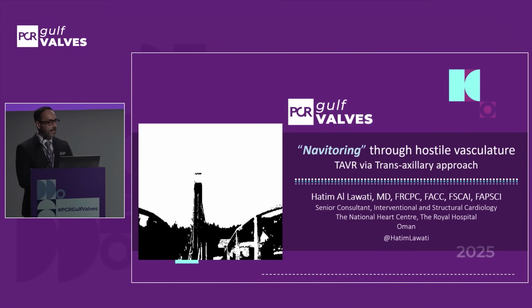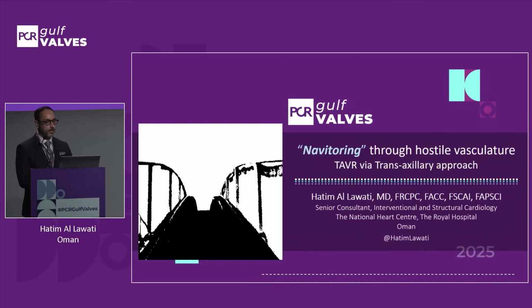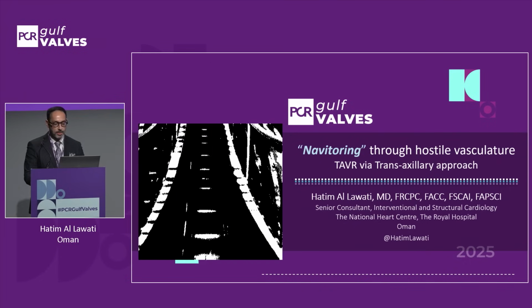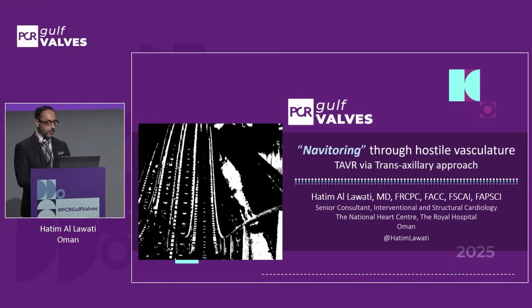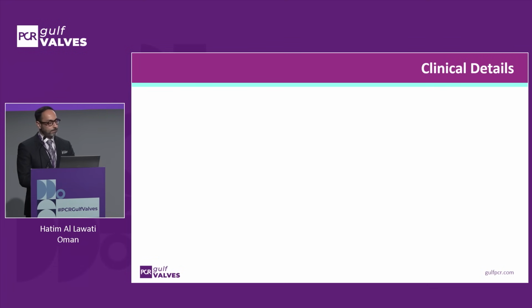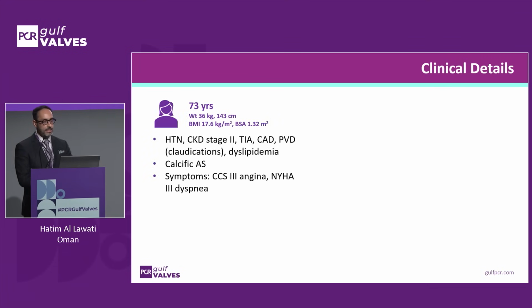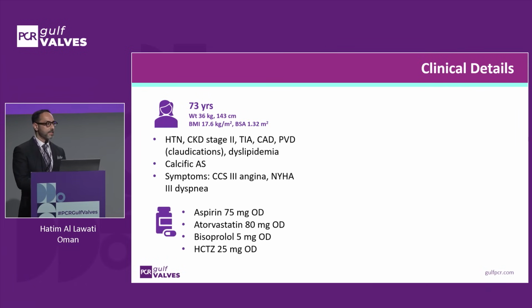I'm going to present a case where TAVR was performed from an axillary approach. The case I'm presenting was a 73-year-old, really frail old woman who weighed only 36 kilograms. She was hypertensive, dyslipidemic, and had very aggressive peripheral vascular disease, as you will see. She was referred to us for further management of highly symptomatic, severe calcific aortic stenosis.